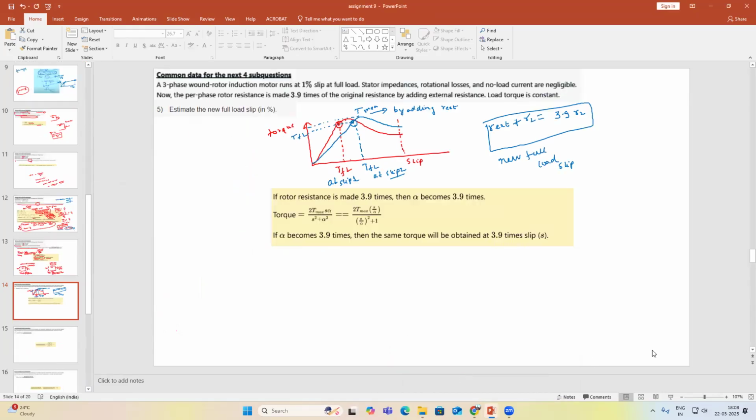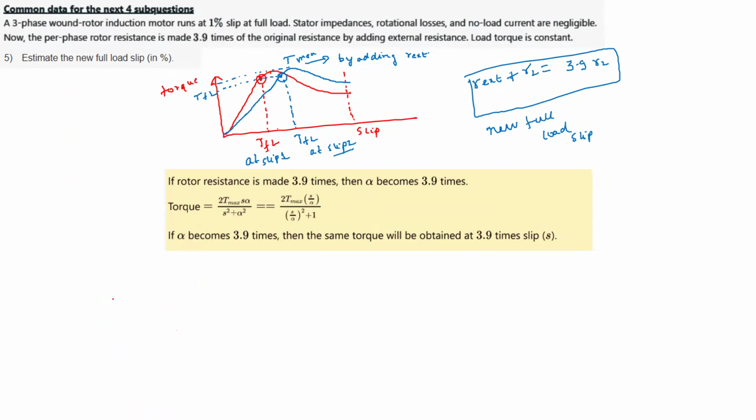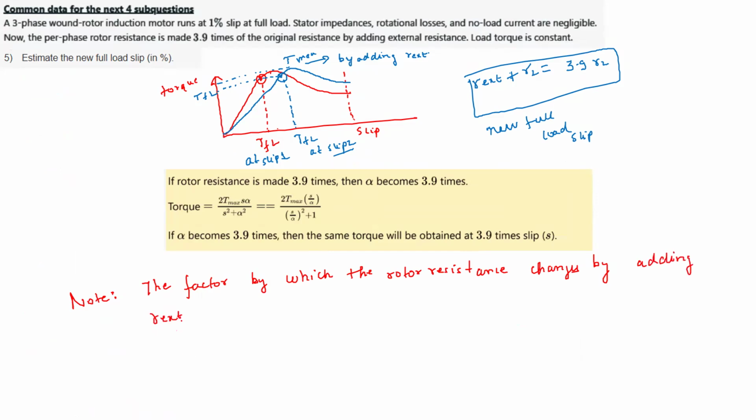So in this class also, I'm just writing it as a note: the factor by which the rotor resistance changes by adding external resistance, by the same factor the full load slip changes.